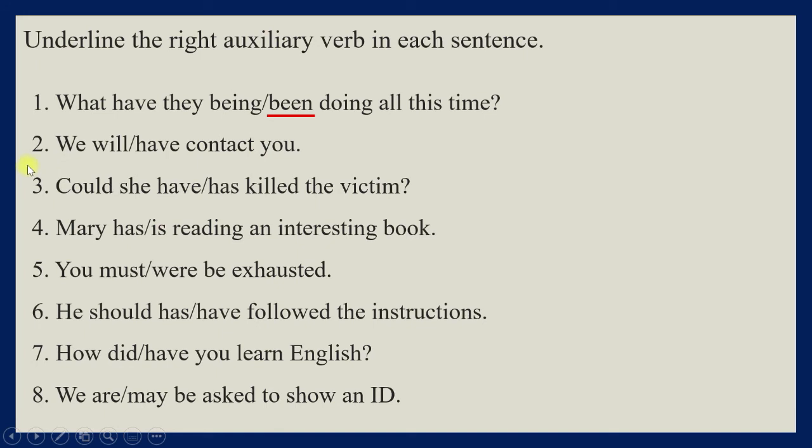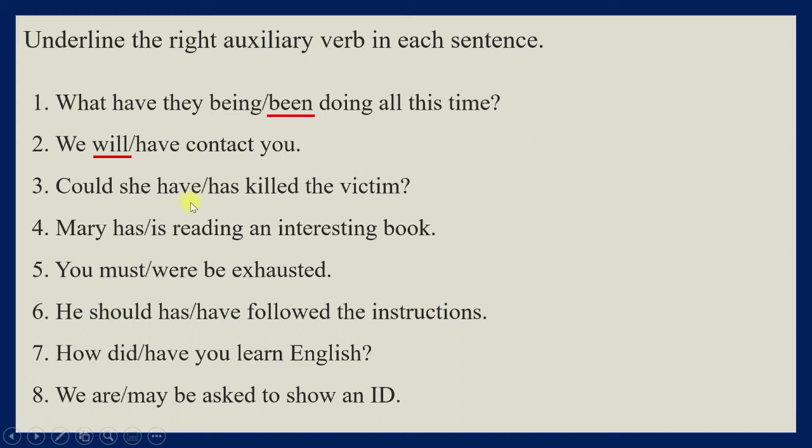2. What will or what have we will or we have contact you. We have two choices for our auxiliary verb, will or have. After will we use base form, contact, and after have we use past participle form, contacted. So this is contact, so this is obviously will, a modal verb.